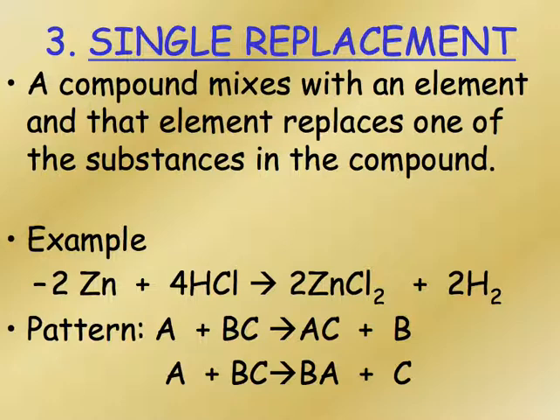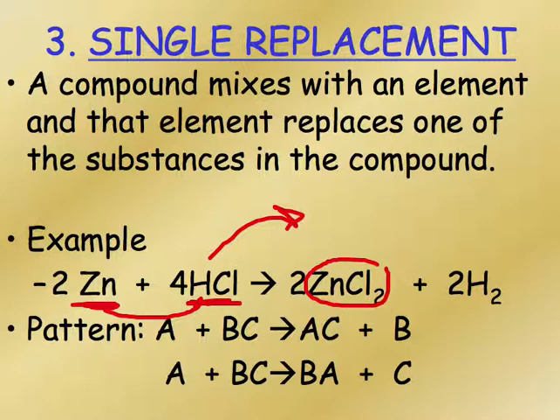Single replacement is when a compound mixes with an element and that element replaces one of the substances in the other compound. So when we look at this, we have zinc and we have HCl. So what happens is the zinc is jumping in and hydrogen is jumping out. So now zinc is with chlorine and hydrogen is by itself. So zinc is replacing hydrogen in this reaction to form zinc chloride and hydrogen.